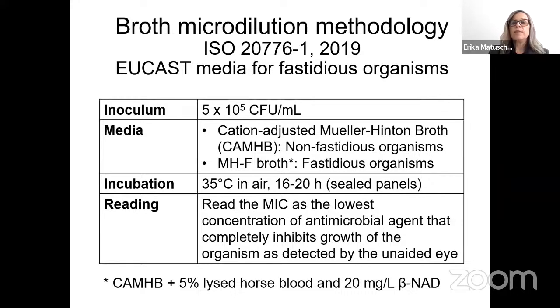So just very shortly, this is the recommended method for broth microdilution. We don't have a specific EUCAST document for this. We say that you should perform broth microdilution according to the ISO standard, but the ISO standard does not cover fastidious organisms. So in the EUCAST documents, you will find the recommendation for fastidious organisms, which is to use MH-F broth, cation-adjusted Mueller-Hinton broth with 5% lysed horse blood and 20 milligrams per liter beta-NAD. And as you can see, very similar to disk diffusion, the MIC should be read as the lowest concentration that completely inhibits growth as detected by the unaided eye.